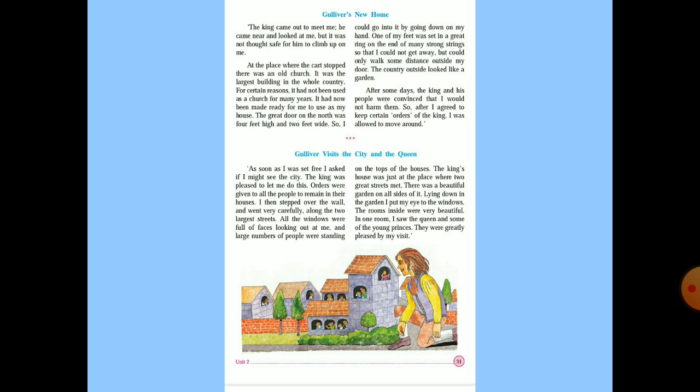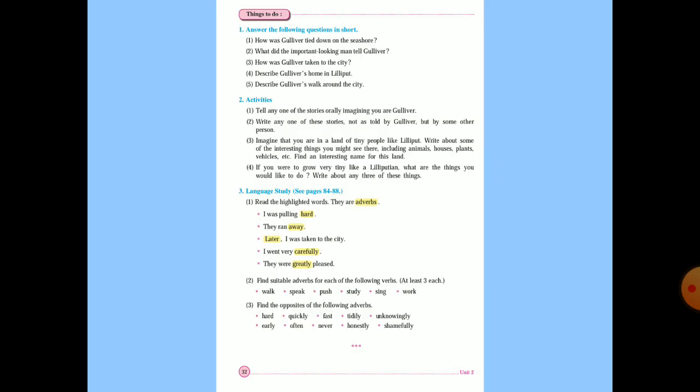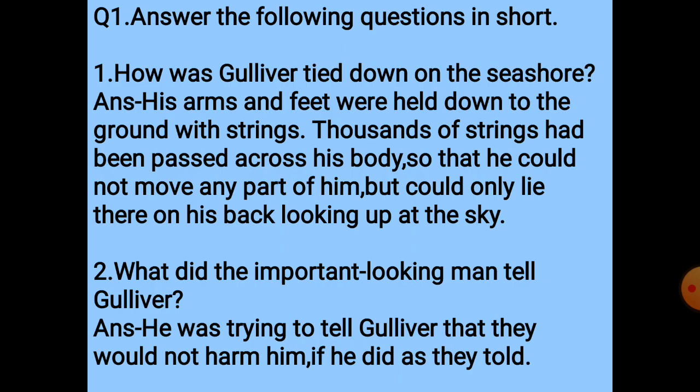Now let us turn to our exercise. First question: how was Gulliver tied down on the seashore? What did the important looking man tell Gulliver? How was Gulliver taken to the city? Describe Gulliver's home in Lilliput. Describe Gulliver's walk around the city. So, these are the questions. You should write the answers in short, not in one or two lines. Try to describe it in more lines as I have given here.